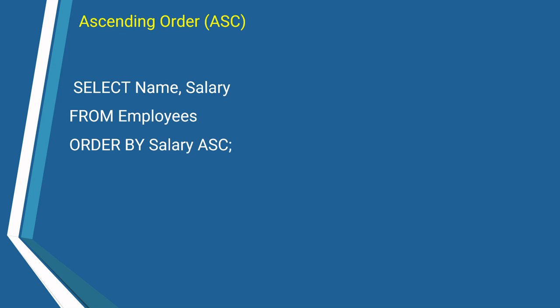ASC stands for ascending order. This query sorts employees by salary from lowest to highest. DESC stands for descending order. This query sorts employees by salary from highest to lowest.